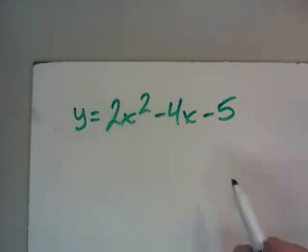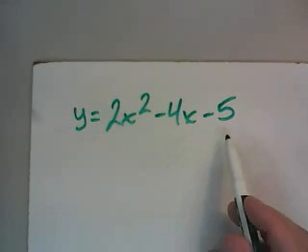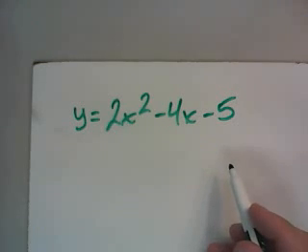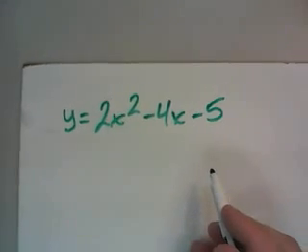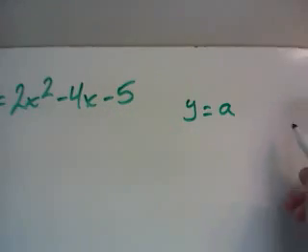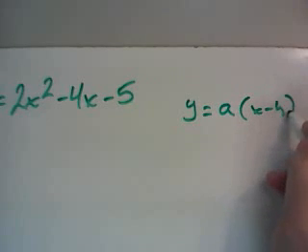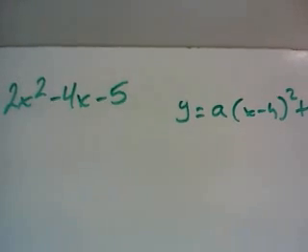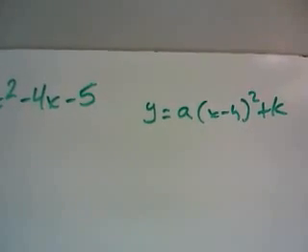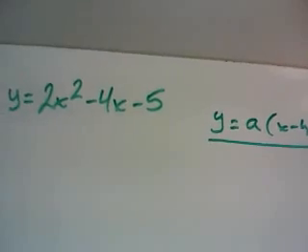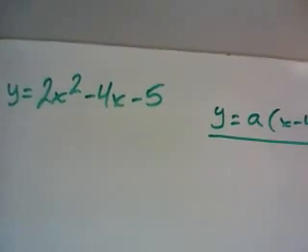The starter problem is this equation, y equals 2x squared minus 4x minus 5. And we want to put it into vertex form. Remember, vertex form is y equals a times (x minus h) squared plus k. But there's two ways to do this. One way we already know, and I want to go over that way first.